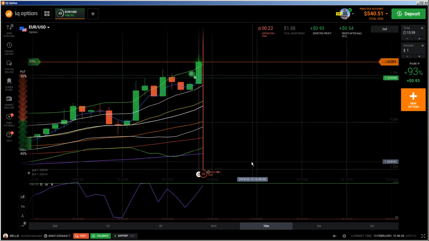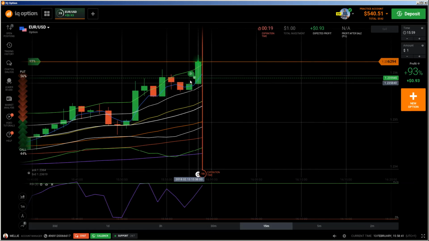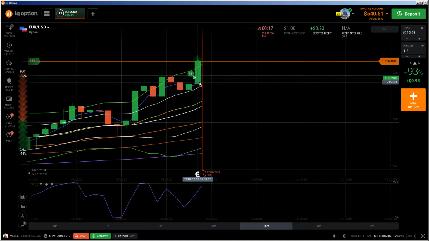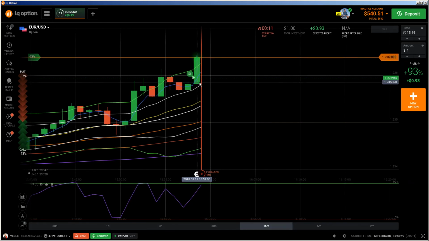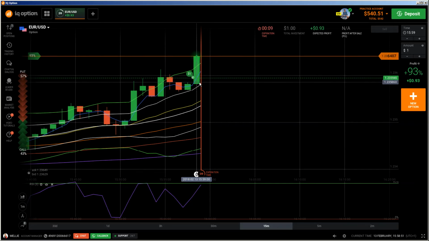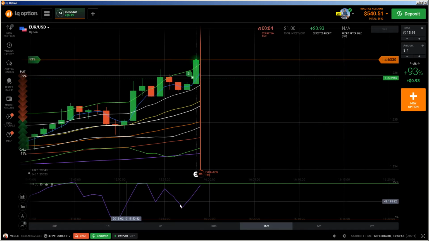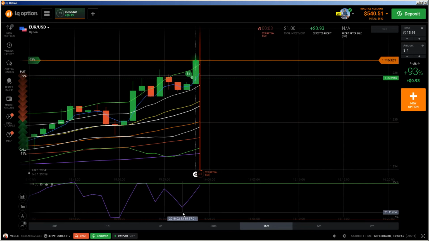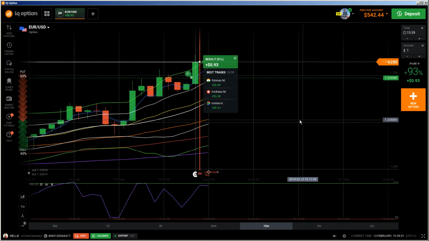Also, if the entry point was not so nice, because I had to wait that it goes below this level here to this level. But the thing is, it often doesn't return to this point, and then you will have lost your opportunity. Yes, and because I was pretty much sure that we are still in an uptrend, because we didn't go down here, I entered into the trade.